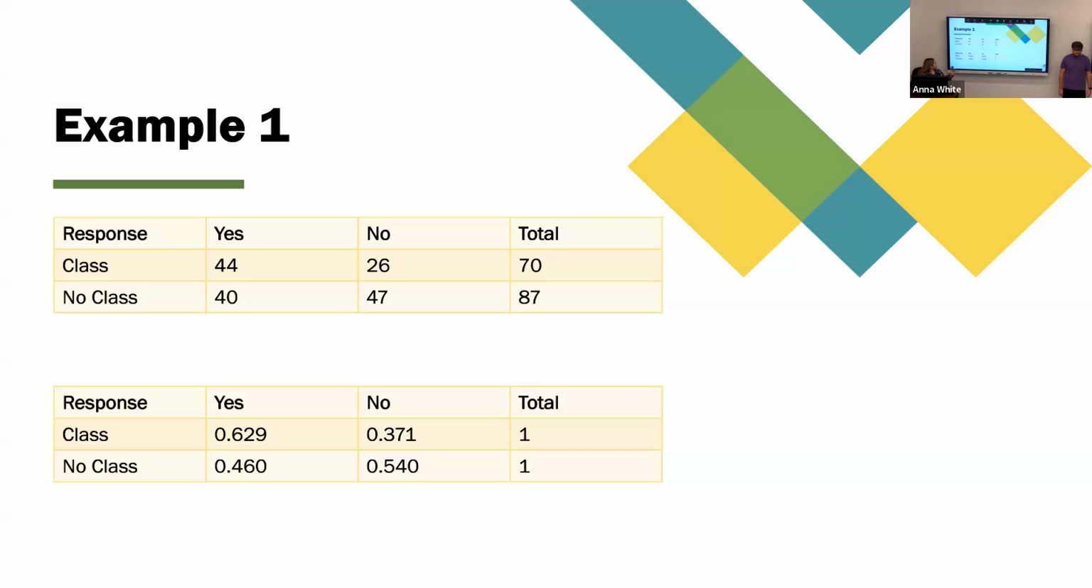Looking at these tables, you can see that we sampled 70 students who have taken a personal finance class. Then we sampled 87 students who have not taken a personal finance class. Of those who have taken a class, we found that about 63% of those students do have a savings account, as opposed to only about 46% of students who have not taken a personal finance class.